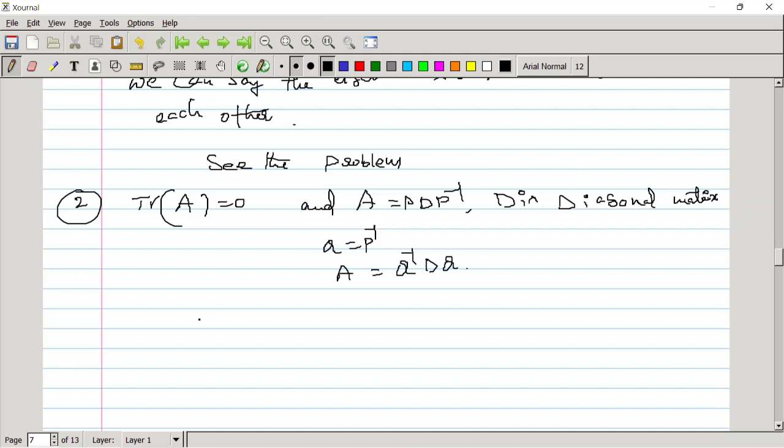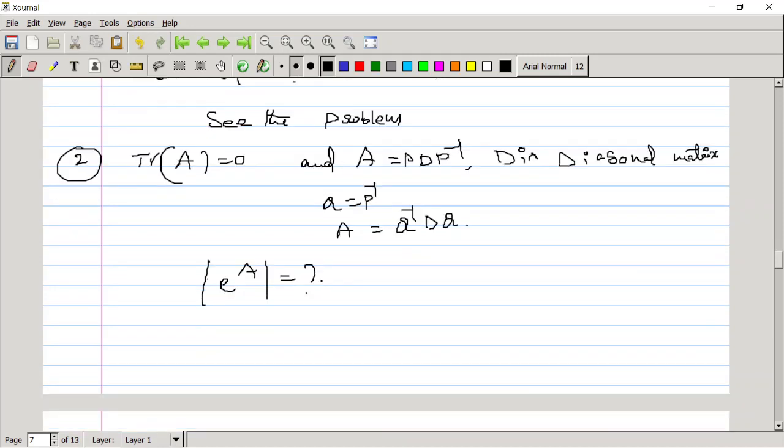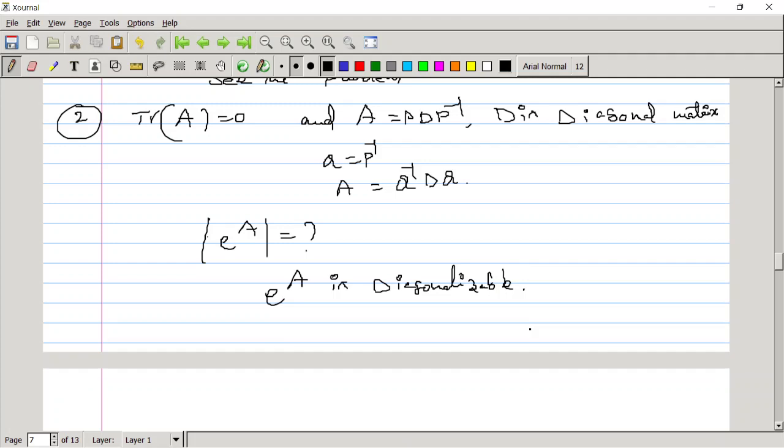So it is asked to calculate the determinant of e power A matrix. Here, since A is diagonalizable, we can say e power A is also diagonalizable. Can anybody say why it is? Because it is the sum of diagonalizable matrices. Yes, e power A is I plus A by 1 factorial plus A square by 2 factorial.